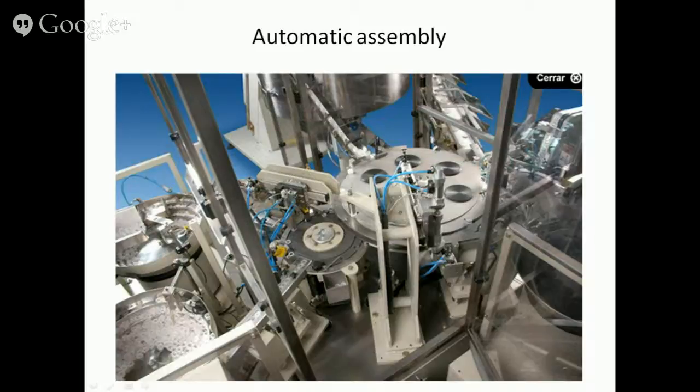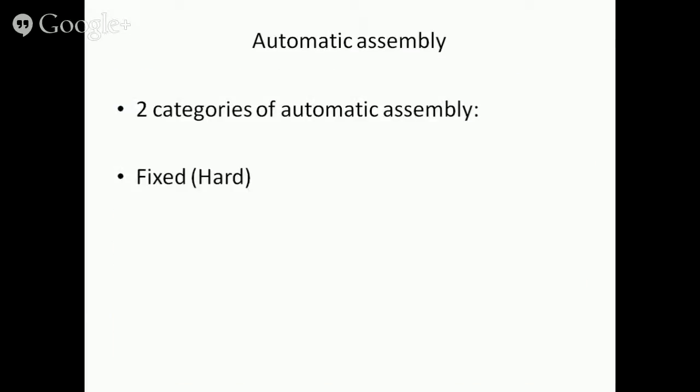This is lecture CAM 5 of the CAM 810S course. The topic of this lecture is assembly automation. There are two categories of automatic assembly: fixed or hard automation, and programmable or flexible automation.